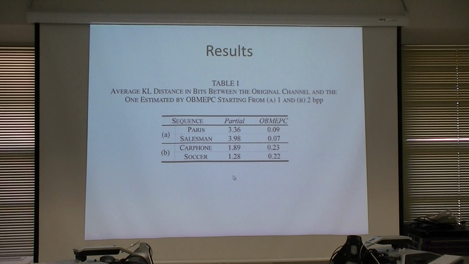So from these two columns of values, we can see that by using the proposed algorithm, the KL distance has a remarkable drop. So it means that the proposed algorithm has a good performance for estimating the side information dependent correlation channel. How fast is this method? In the last slide, it shows the encoding and decoding time.